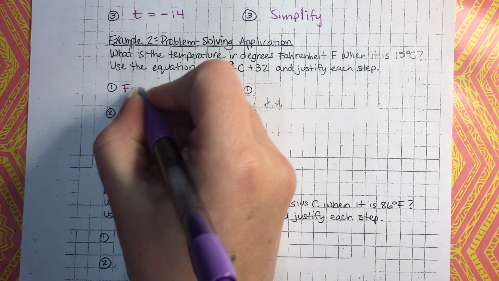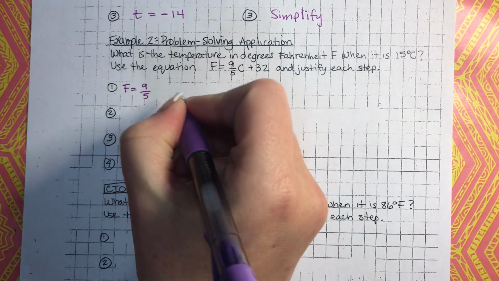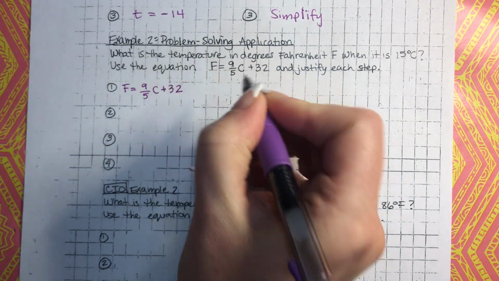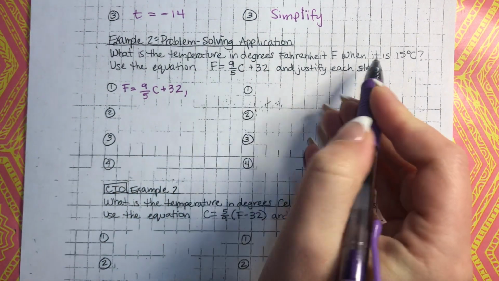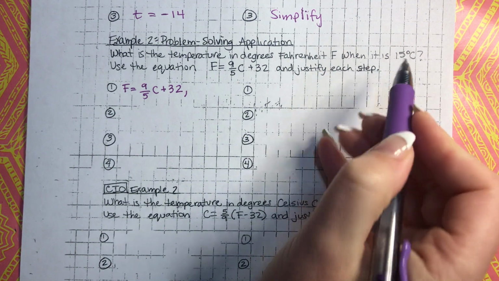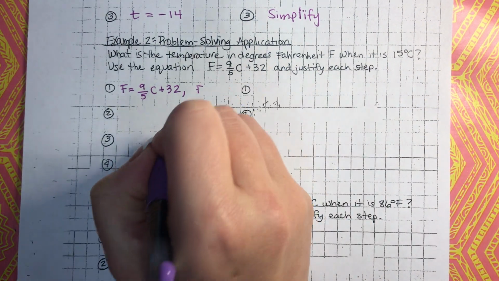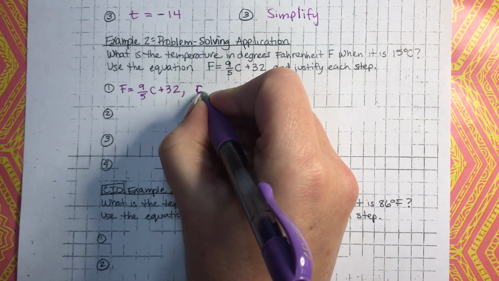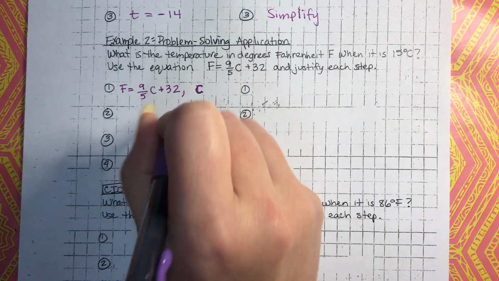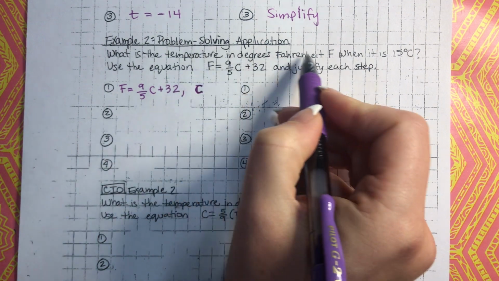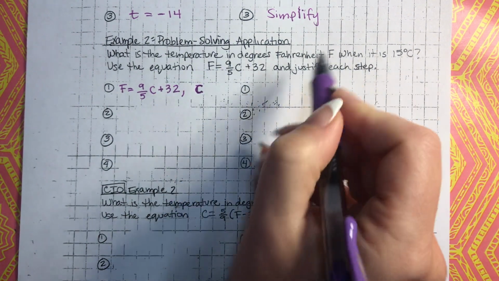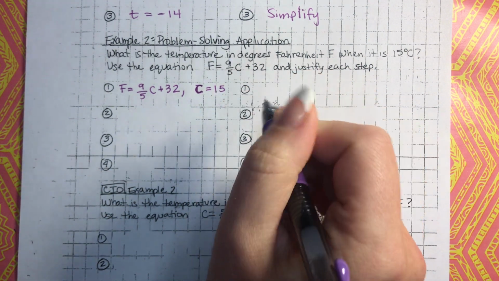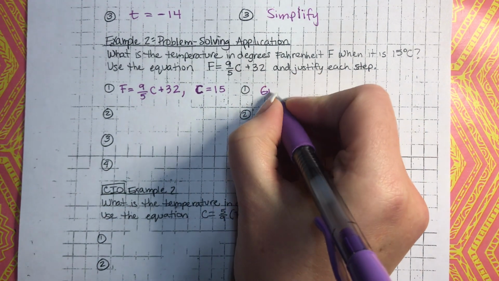F equals 9/5 C plus 32. And then I'm also given, oh, no. I'm given C. C is equal to 15. So what is the temperature in Fahrenheit when it is 15 degrees Celsius? So that means C is equal to 15, okay? So all of this is given.